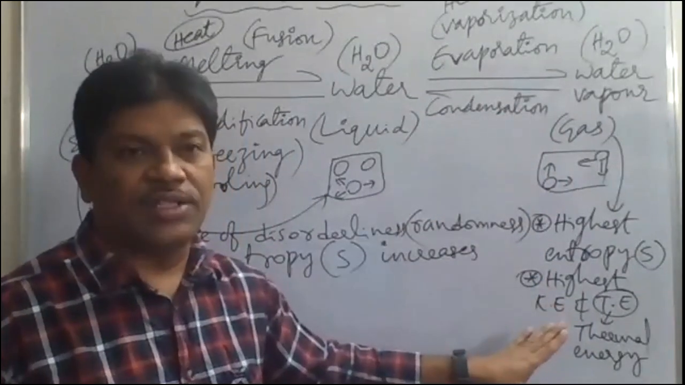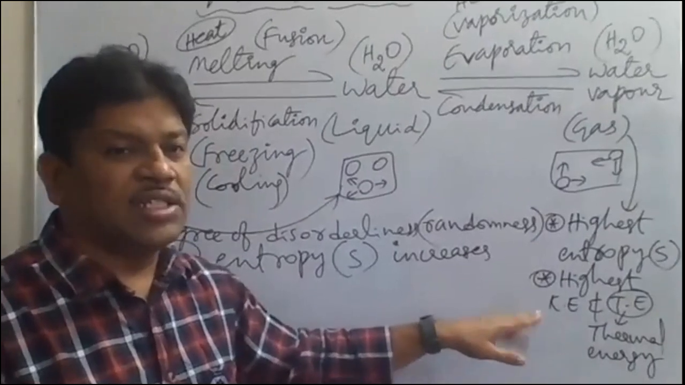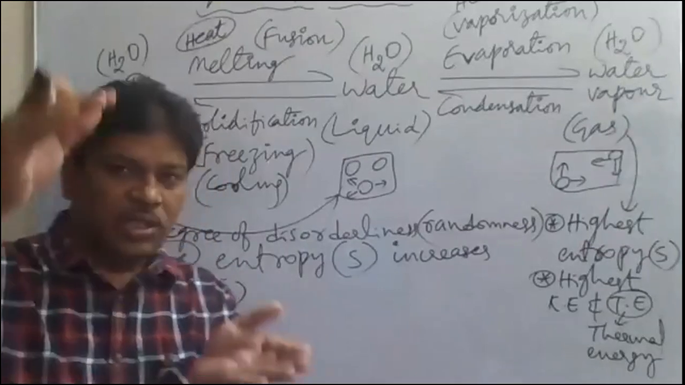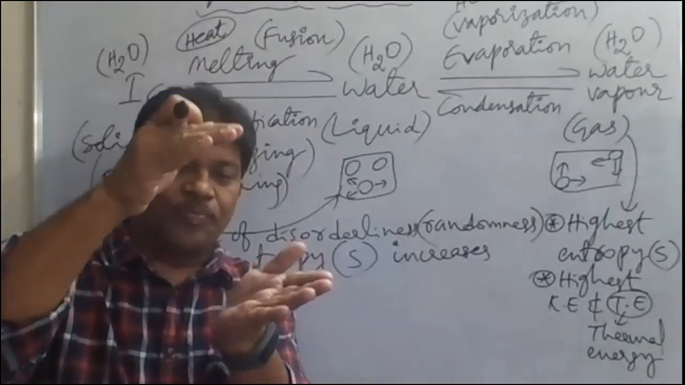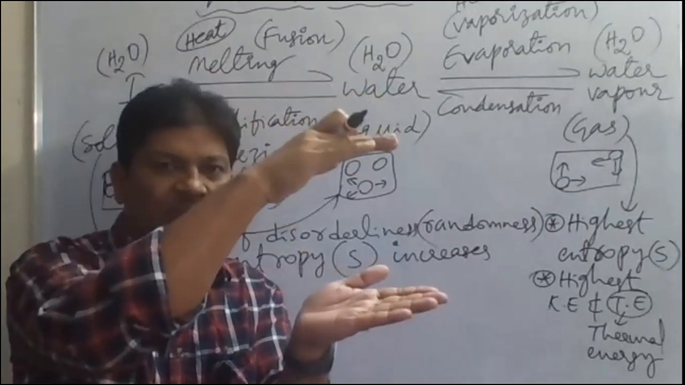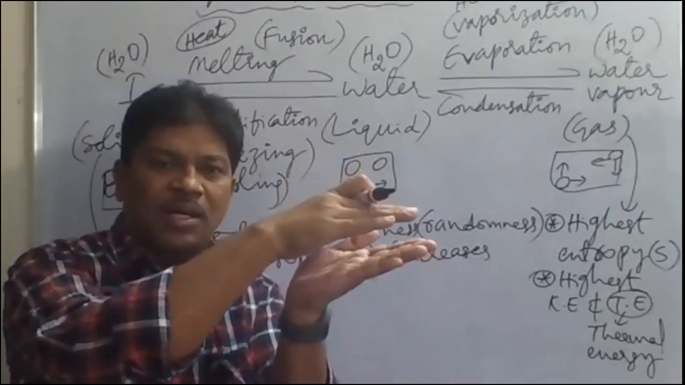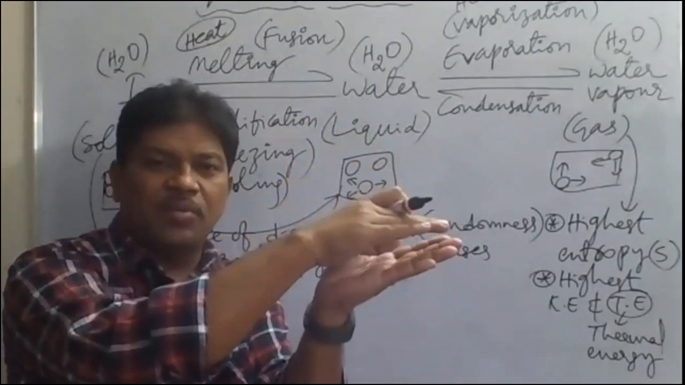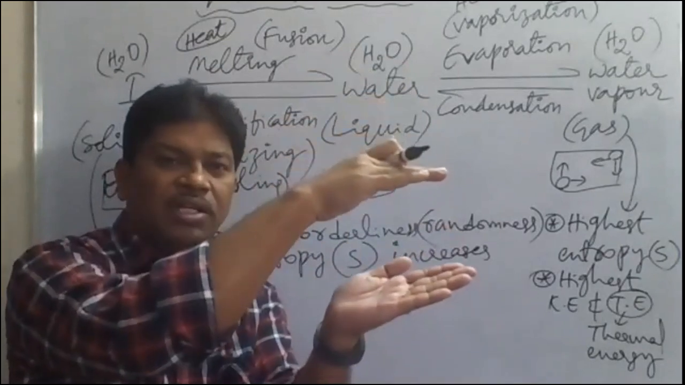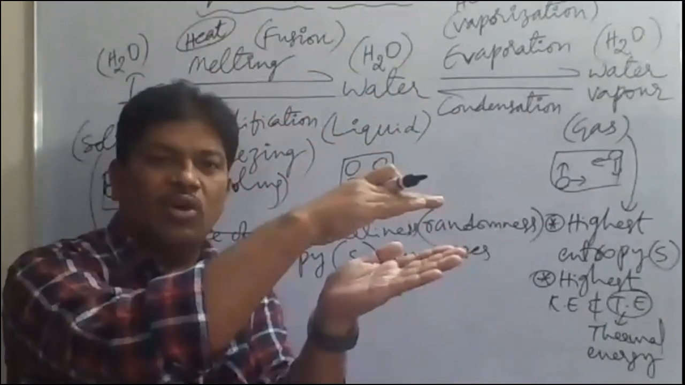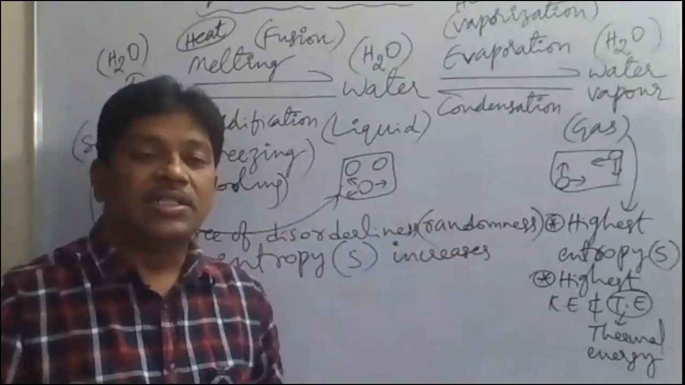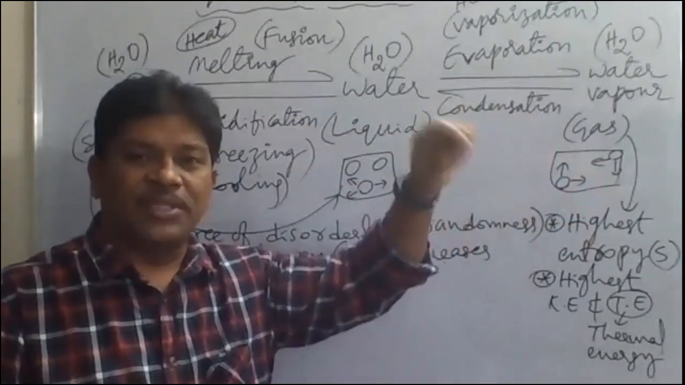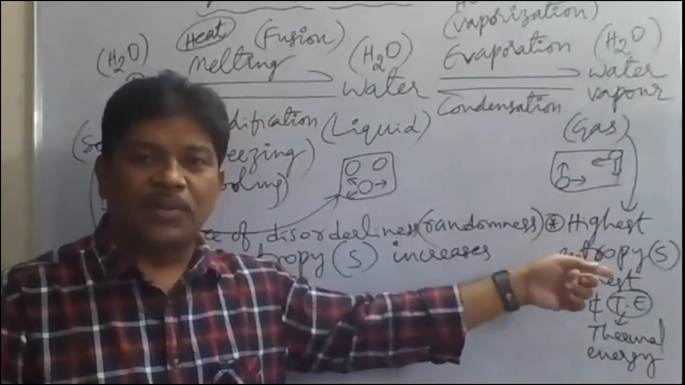Okay, so these points we have to understand. And tell me, will compressibility be highest or least for gaseous state? Compressibility means, if you apply pressure on any state, what happens? The state will be compressed. If you apply pressure, can the gas be compressed or not? The gas can be compressed. The decrease in volume on applying pressure is called compressibility. Compressibility is highest for gases. So they are highly compressible.